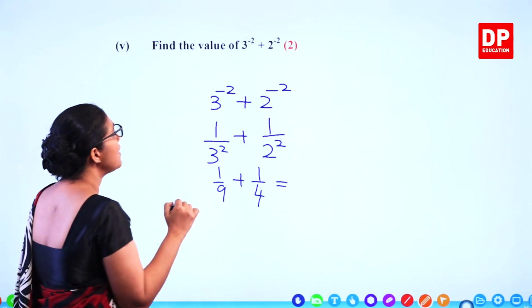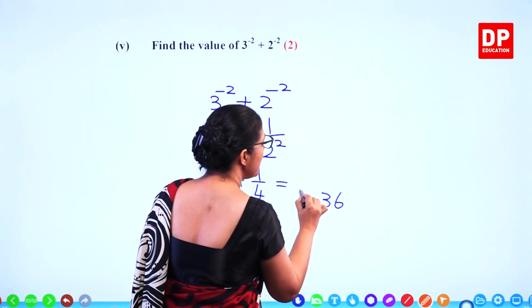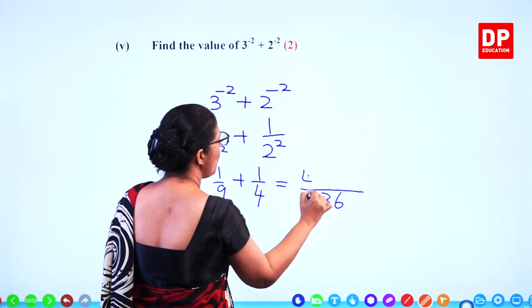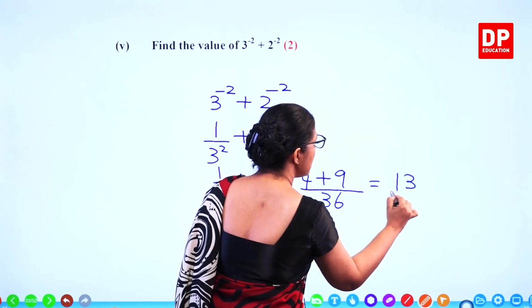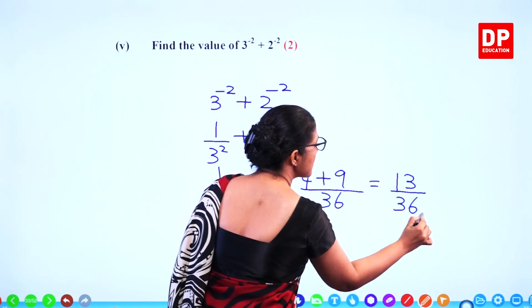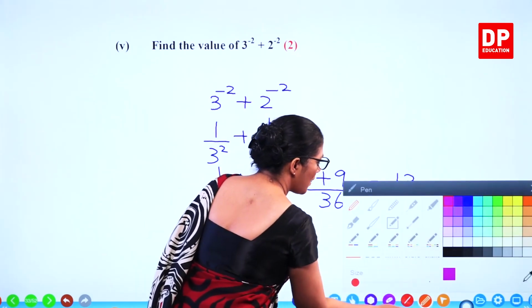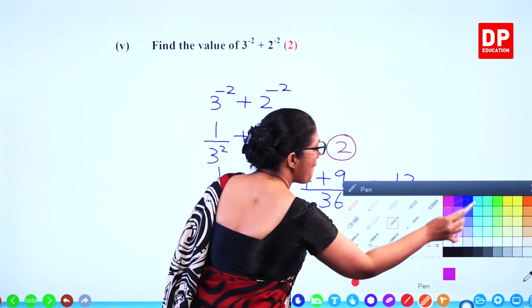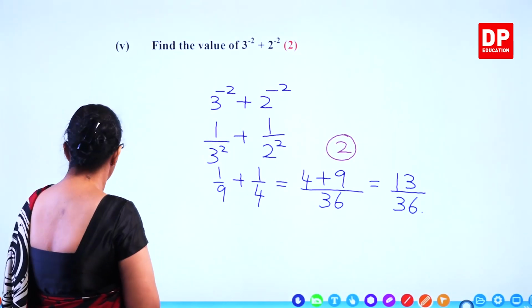So fraction addition. 9 and 4, 36 is the common denominator. Then 4 times 1, 4 plus 9, 13 over 36 is the value. So you get 2 marks for that. So each part B question gets 10 marks.